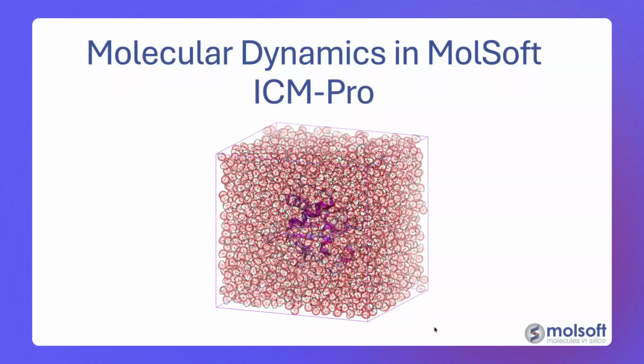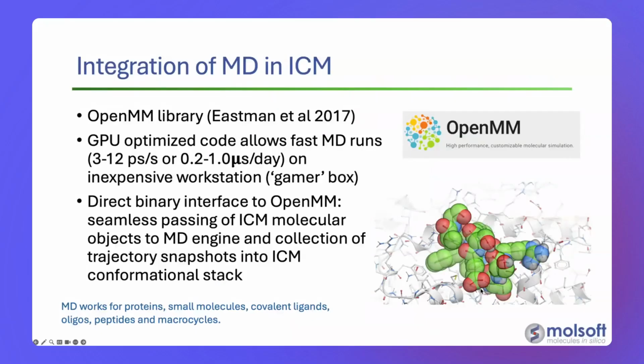In this video, we will show the molecular dynamics tools in Molsoft's ICM-Pro. Molsoft has integrated the OpenMM molecular dynamics library, as described in the 2017 paper by Eastman and colleagues. Thanks to GPU-optimized code, OpenMM can deliver impressively fast molecular dynamics simulations, achieving rates of around 3 to 12 picoseconds per second, or about 1 microsecond per day. This is even on relatively inexpensive hardware like a standard gaming GPU workstation.